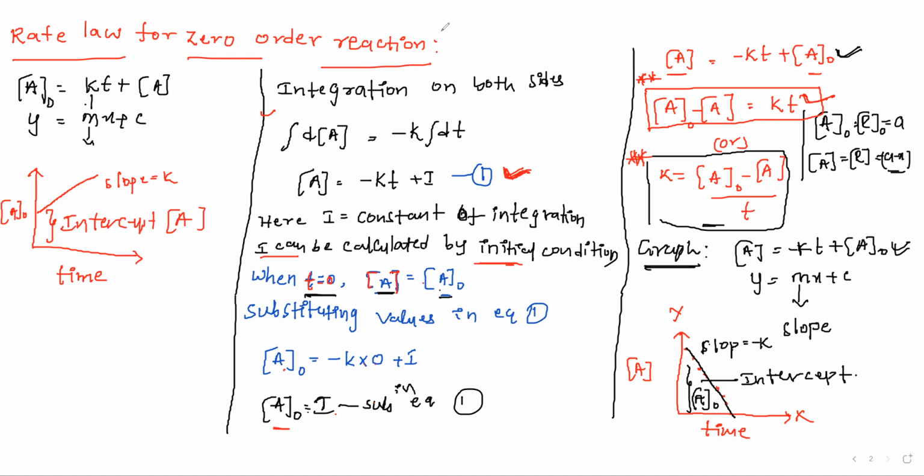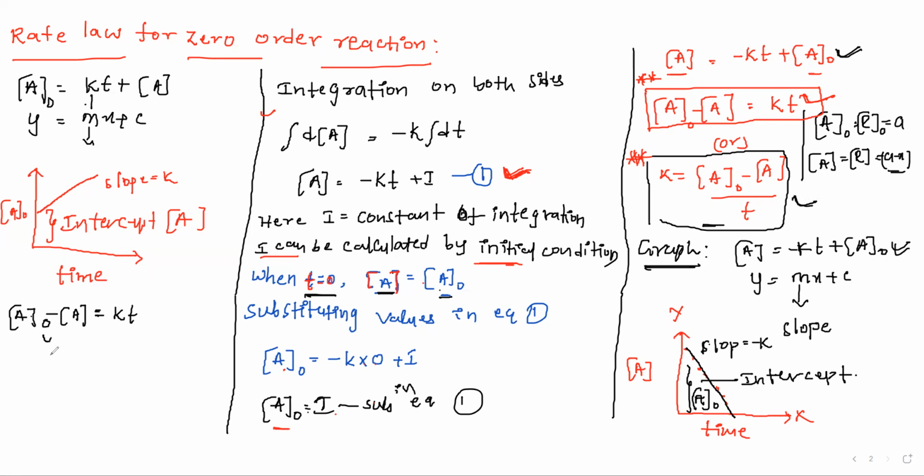And one more graph. The graph between a naught minus a, that is equal to kt. A naught minus a, that is equal to kt. From this equation we'll get this one, right?